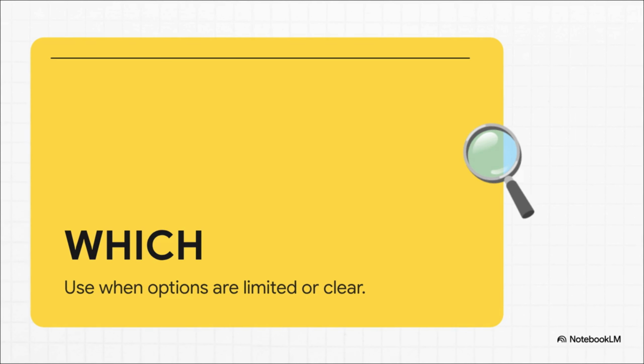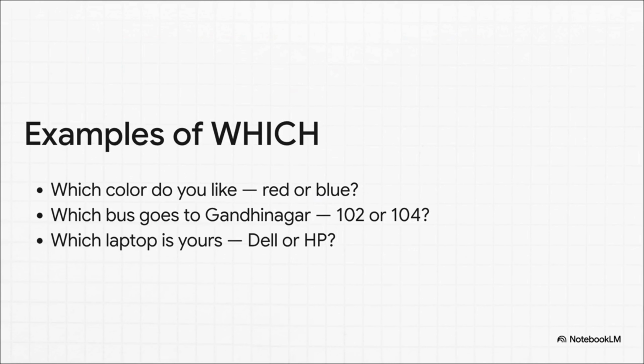Now, let's talk about which. It's the complete opposite. You use which when you're dealing with a very clear, limited set of choices. You already know what the options are, and you're just asking someone to pick from that specific list. And the difference becomes so clear here. Which color do you like, red or blue? The choice is literally just between those two. Which bus? See, we're not asking about every bus in the whole city, just number 102 or 104. The options are known and they're limited, so we use which.